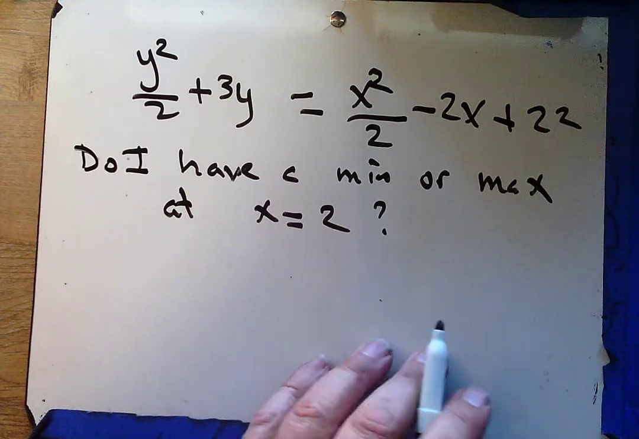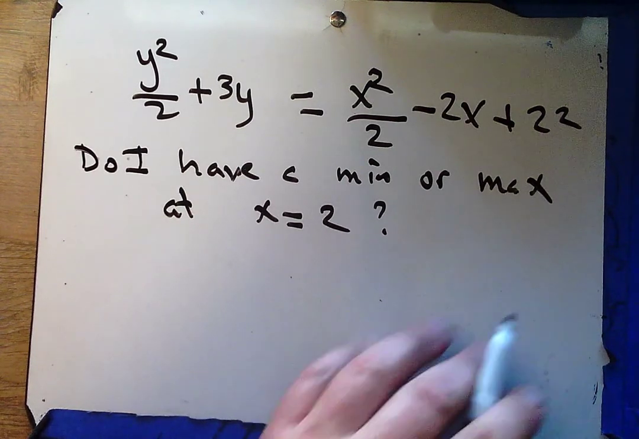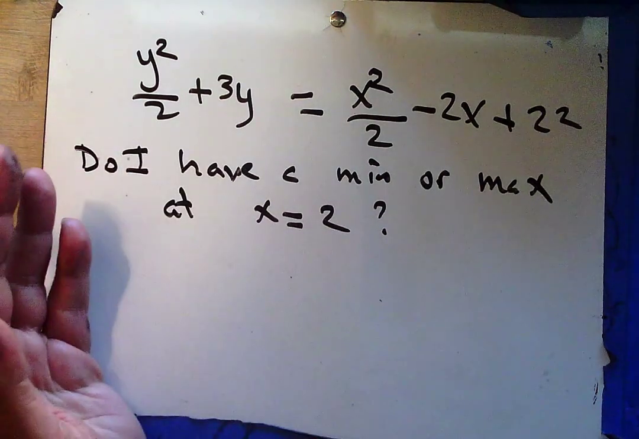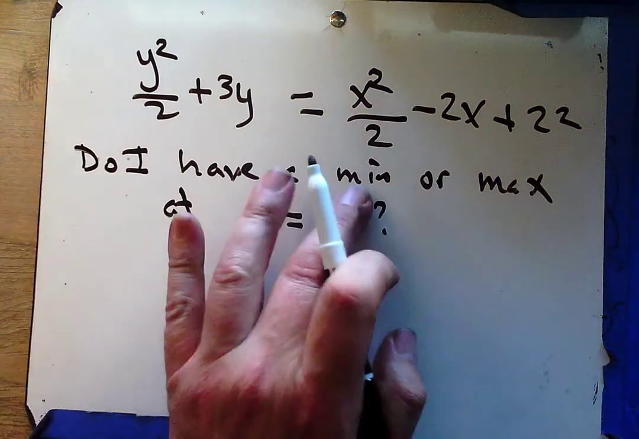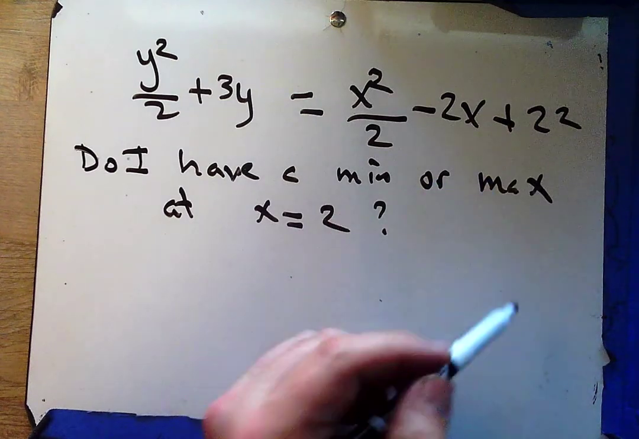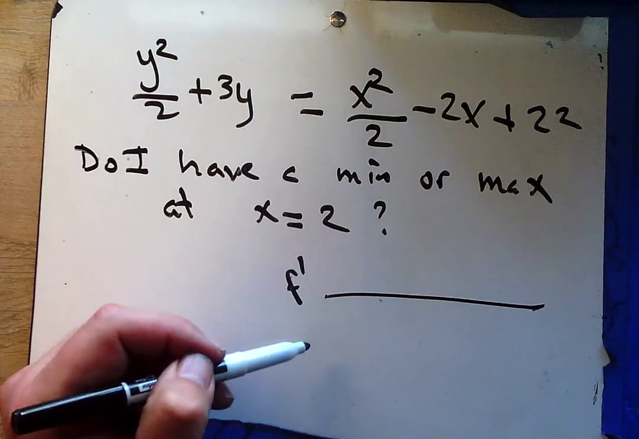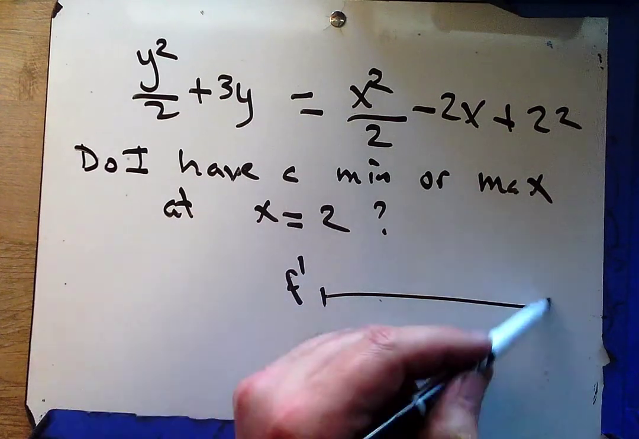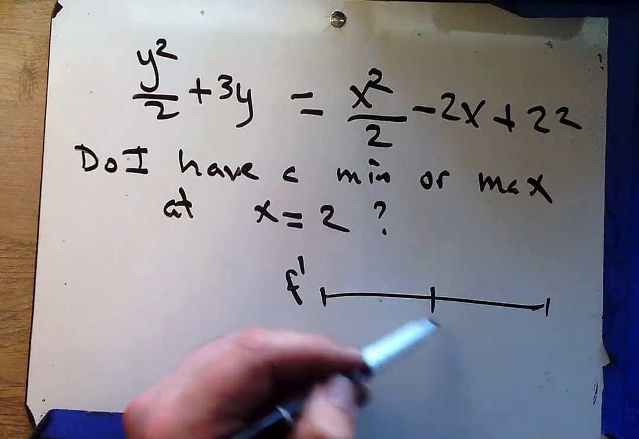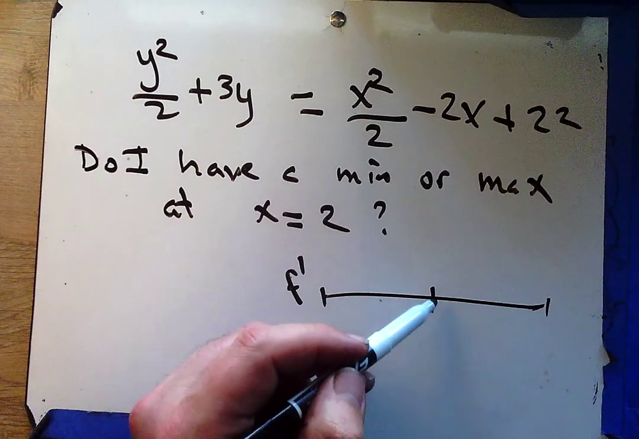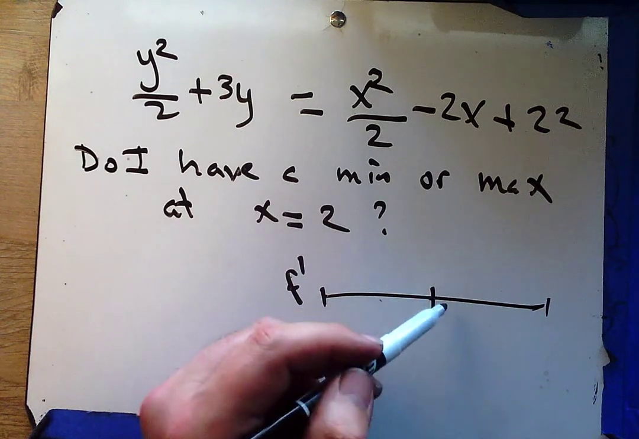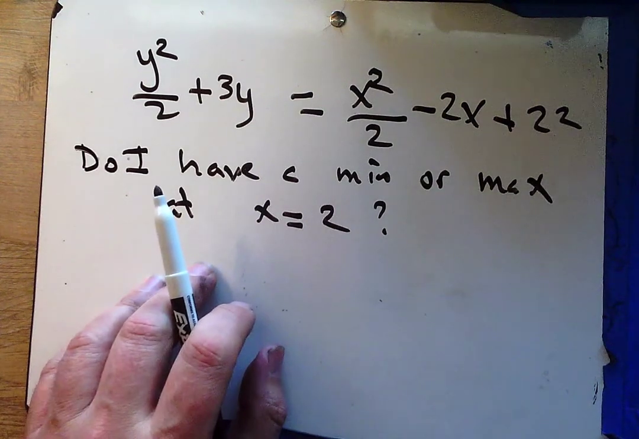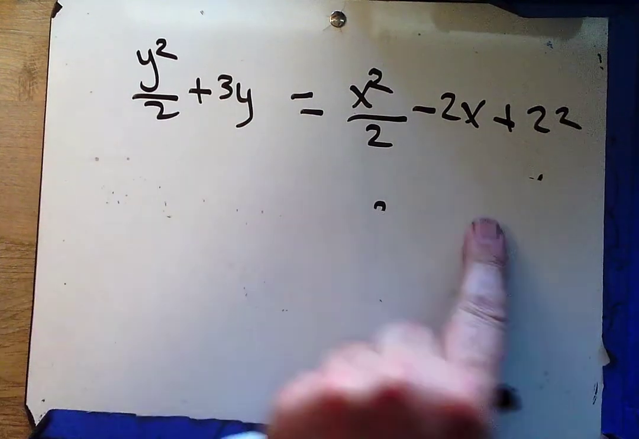Huh. Well, that's an interesting question. Okay, so what do I have to do in order to determine if I have a min or a max? Well, I want to make an f prime sign chart, and I want to check endpoints if there are any, or find out where f prime is equal to 0 or f prime is undefined, and test on either side of those points. Okay, so let's take a derivative.